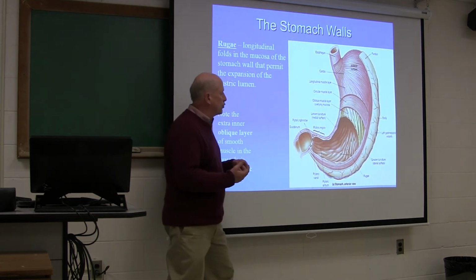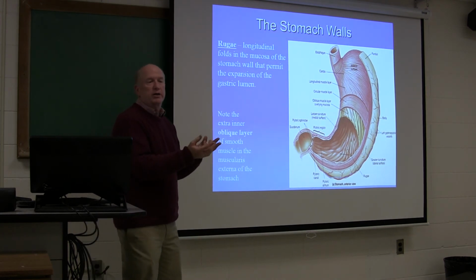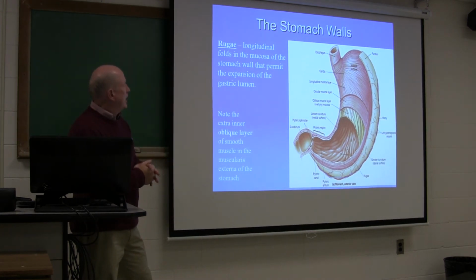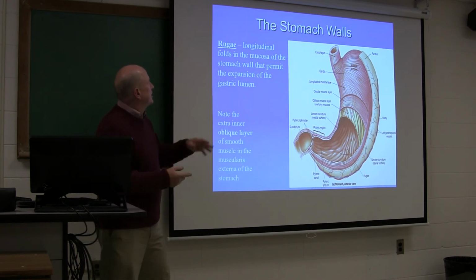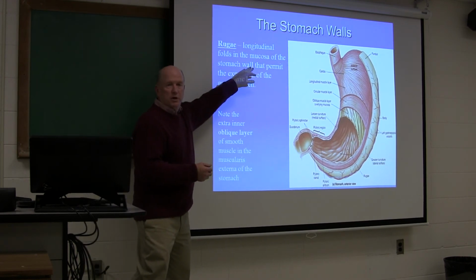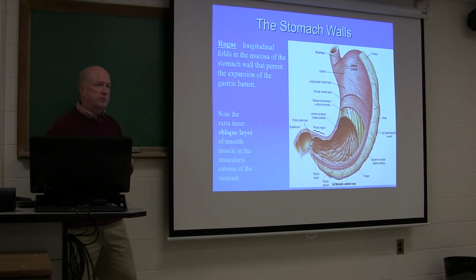So rugae are the ridges, and it's because the muscles contract some, so it's going to make the inside convoluted. And the next slide will show that a little better, of why that's really good. But it does have folds of the mucosa. Remember, the mucosa is the innermost layer, and that's where the absorption takes place.